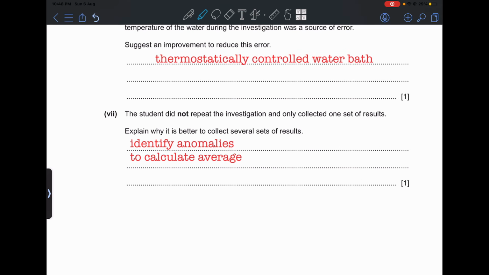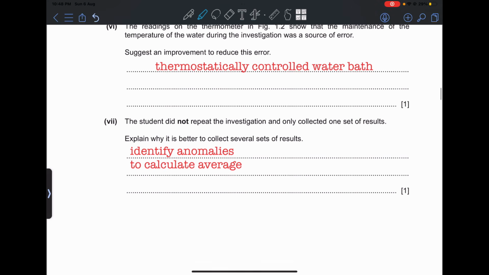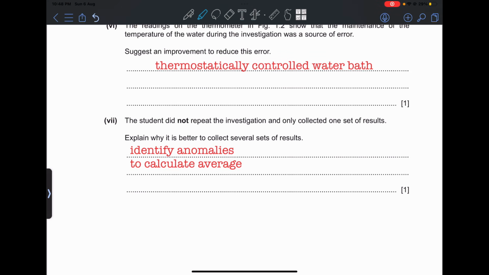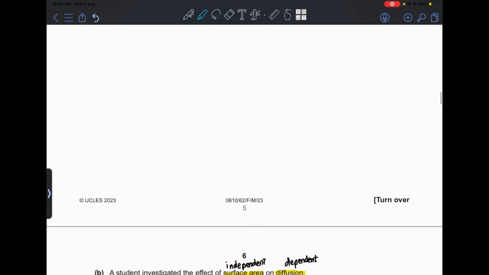The student did not repeat the investigation and only collected one set of results. Explain why it is better to collect several sets of results. Of course, this is to identify anomalies. This means that if there is a number that should not be in this result or the range of results, then it can be identified so that the result can be accurate. To calculate the average, of course, we repeat to calculate the average using the mean.